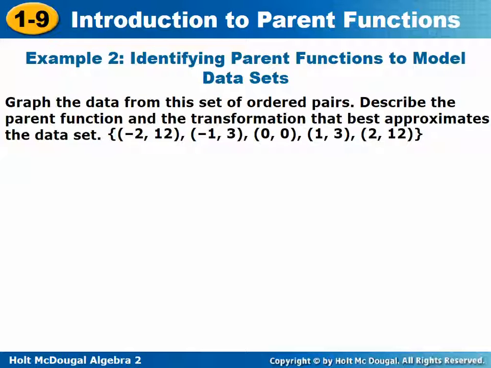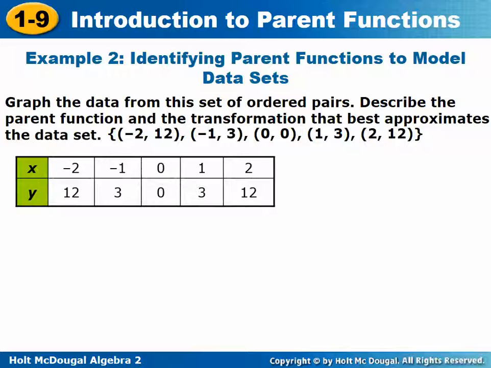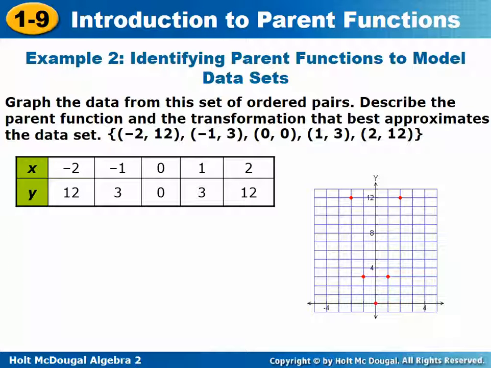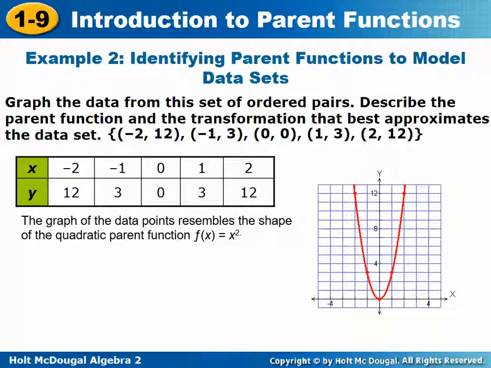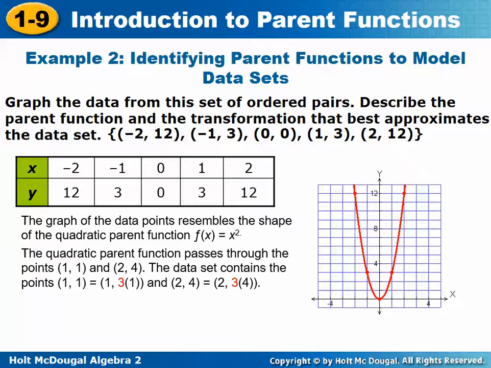So here's a list of points. The first thing to do is to graph those points. And once we have a graph, we can start to connect those points and see whether it's linear, quadratic, cubic, square root, or some other function that we haven't talked about yet. So it looks like it's quadratic. It's not the exact same as the parent function, but it resembles y equals x squared, f of x equals x squared.